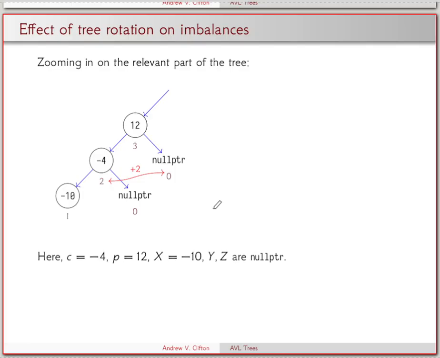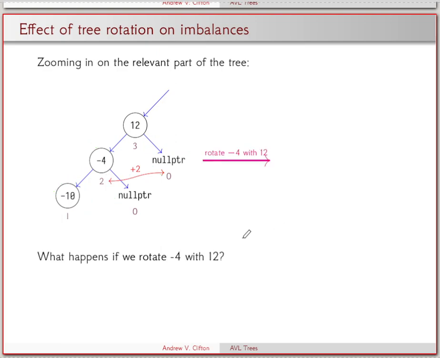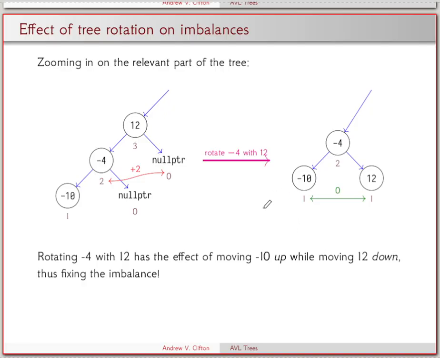So if we zoom in on this part of the tree, and we label things in the case of the rotation, this section down here is X. This null pointer over here is Z, 12 is P, -4 is C, and this null pointer here is Y. So what are we going to do? We're going to rotate C with P. We're going to rotate -4 up with 12, which turns this into this shape here.